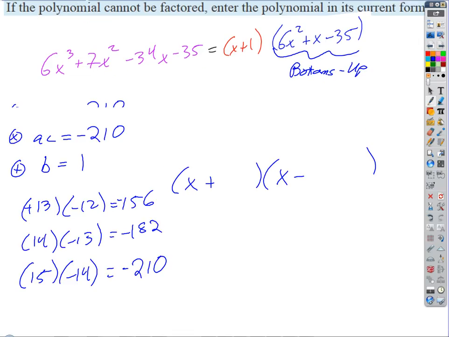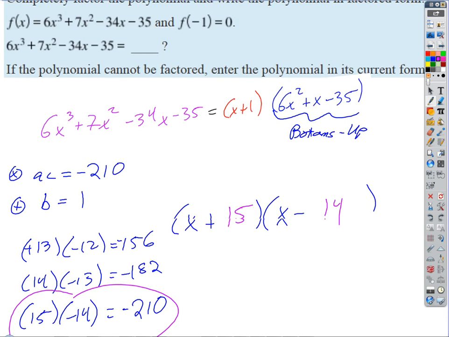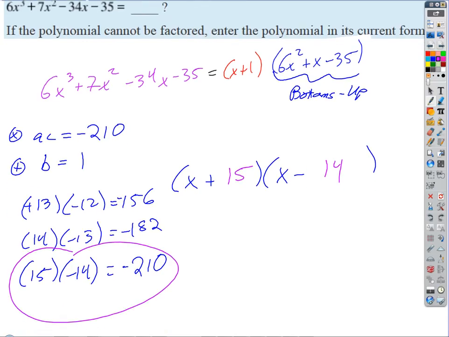Okay. So that's our winner, right? Those are the magic numbers. So we're gonna put our 15 there and our negative 14 there, but with bottoms up, we don't stop with the magic numbers, right? When we get the magic numbers, what do we have to divide each of them by? By the leading coefficient, right? By A. So we're gonna divide both of them by 6, right?